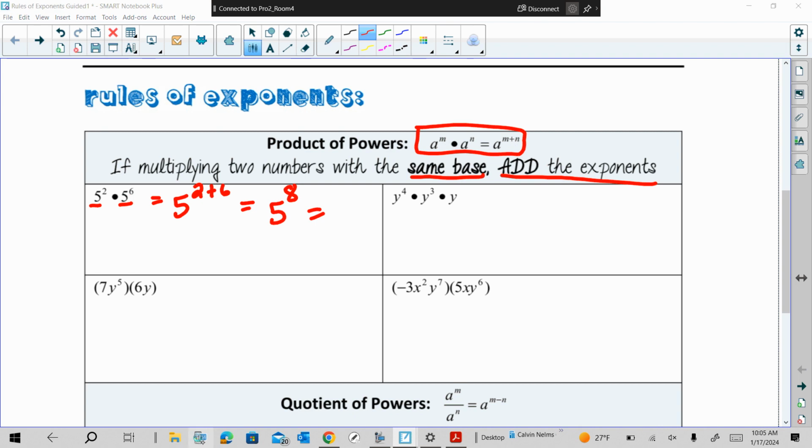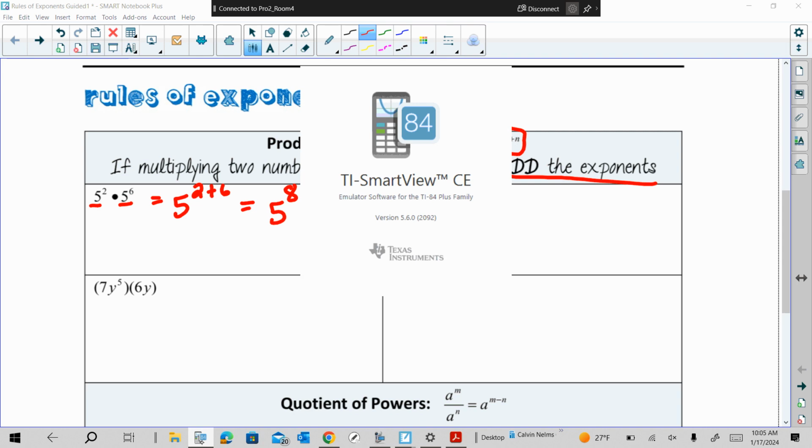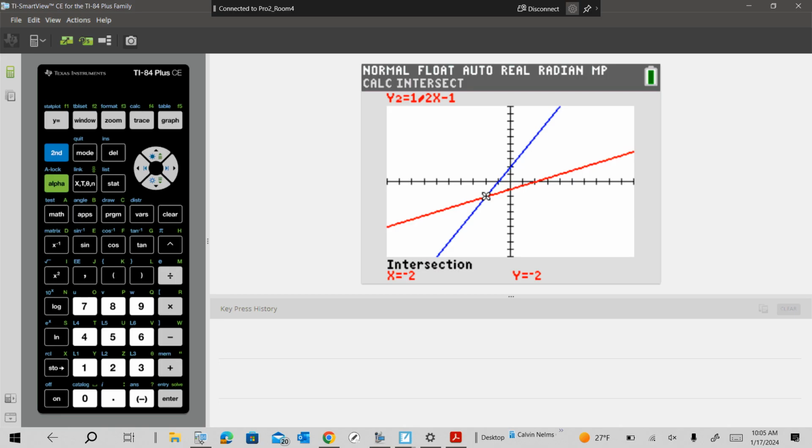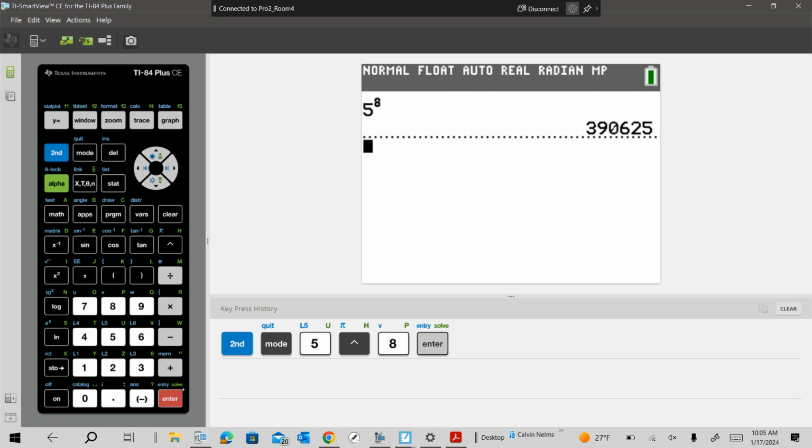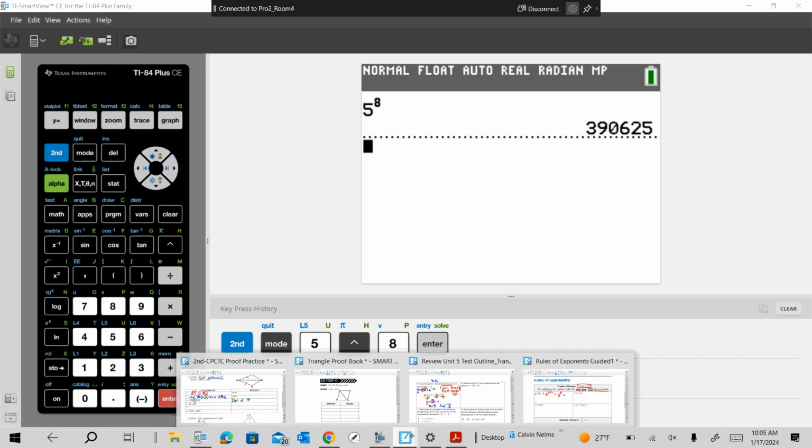I don't have my calculator up. Let me do that. If you put 5 to the 8th power, I need to put mine, there it is. So we're doing 5, and then the caret above the division key lets you do the exponent, and then the 8, and then you get your numeric simplified answer, okay? But as long as you get to the simplified exponent, I'm going to give you full credit.